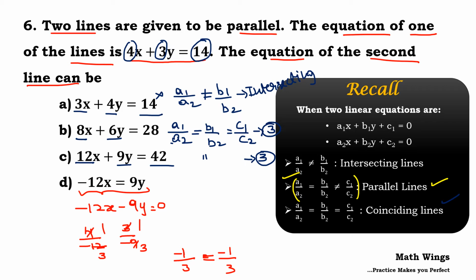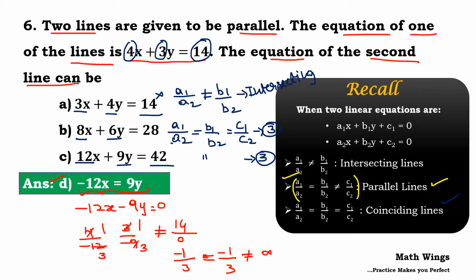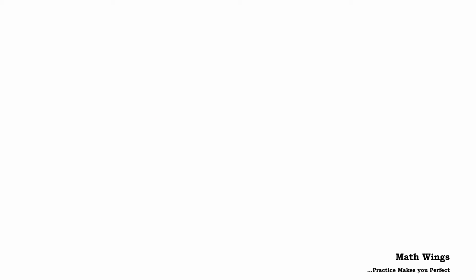Now the first condition is satisfied, that is the first two ratios are equal. We have to look at C1 by C2. It should not be equal to these two ratios. Therefore, the last value is 14 in the first equation and in the second equation it is 0. So any number by 0 gives us infinity, which does not equal minus 1 by 3. Therefore, option D here is the correct option, that is minus 12x is equal to 9y. So, we'll move on to the next question.